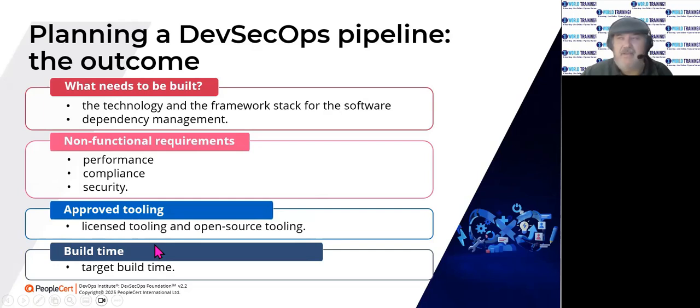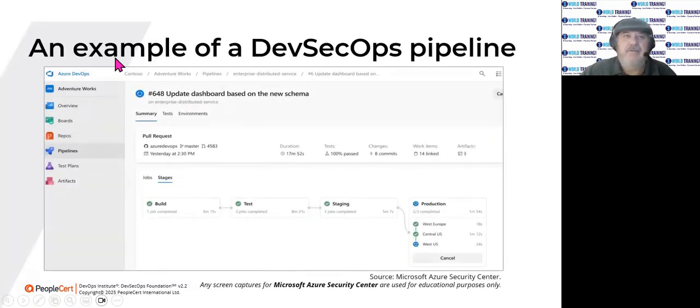Build time. So bear in mind things like, do you have a target for, let's say, the lead time for the CI process, CD, or deployment? Some tools are faster than others, or maybe they can scale horizontally better than others. These are all factors when you're choosing tools and technologies and architectures. And there are others. This is just an example of a simple DevSecOps pipeline using Azure DevOps.